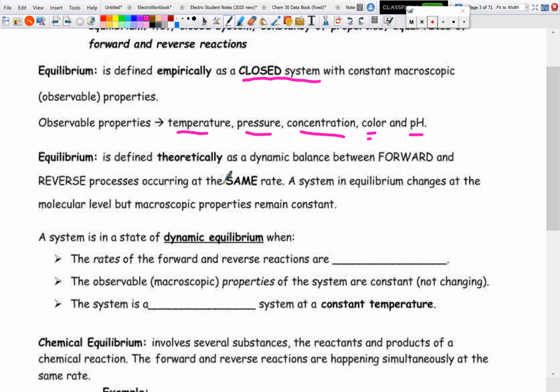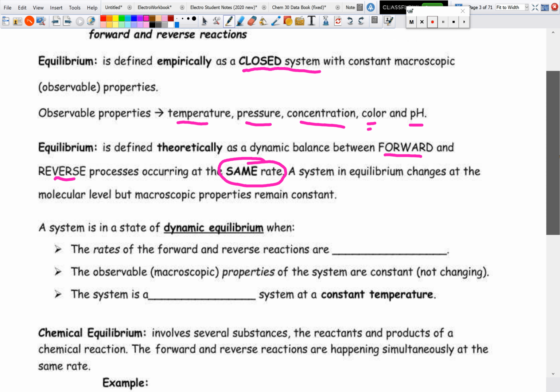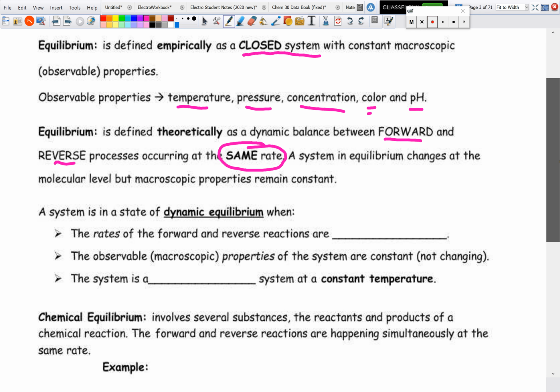So theoretically, equilibrium is the dynamic balance between the forward and the reverse process happening, and the keyword here is the same rate. A system in equilibrium changes on a molecular level, but the macroscopic properties stay the same. This is why everything on the surface will look the same, but on the microscopic level, not so much.